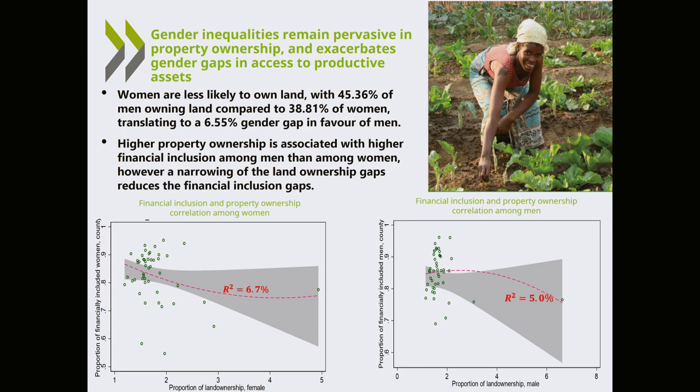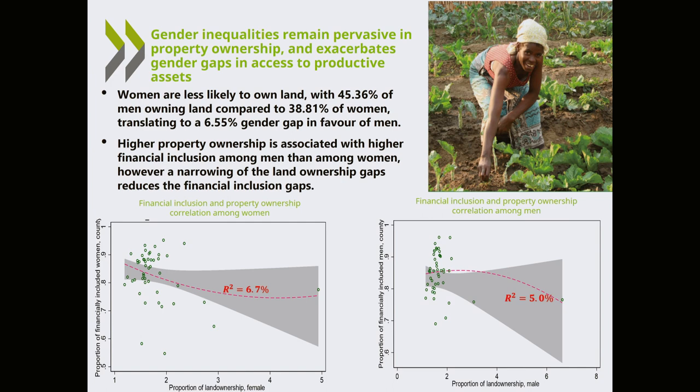Again, in terms of land ownership, women are less likely to own land. 45% of men own land compared to 39% of women. But higher property ownership is associated with higher levels of financial inclusion among both men and women, particularly for men actually in this case. But we're not seeing quite such a strong correlation between land ownership and financial inclusion as we are with some of the other indicators like mobile phone ownership.